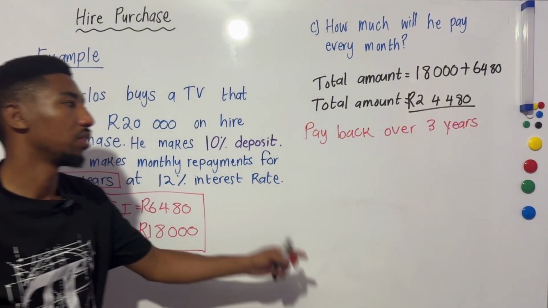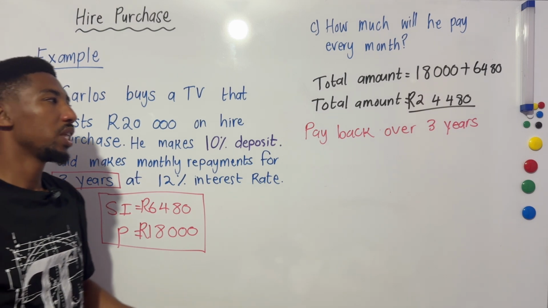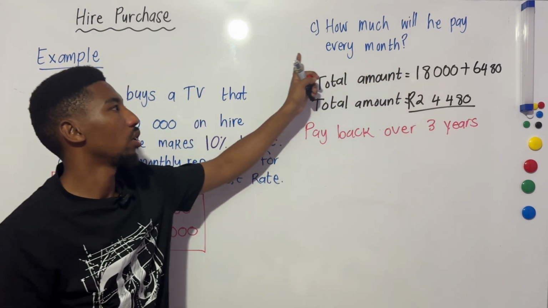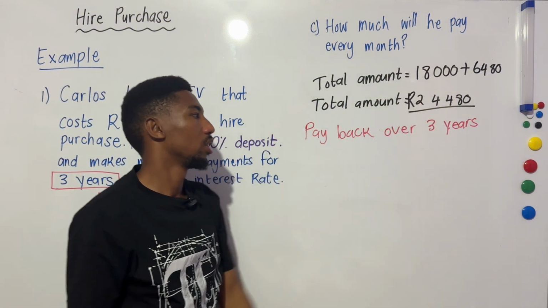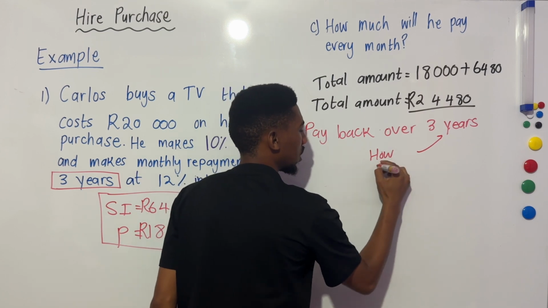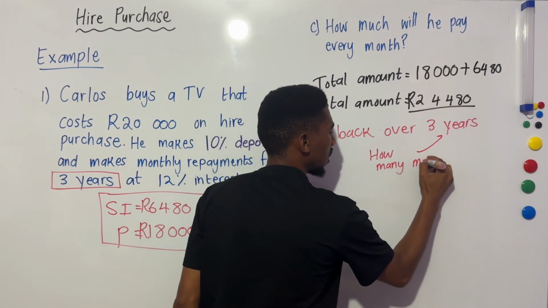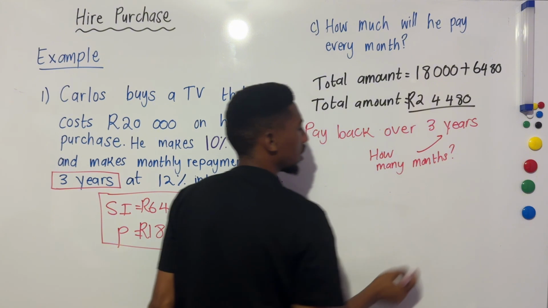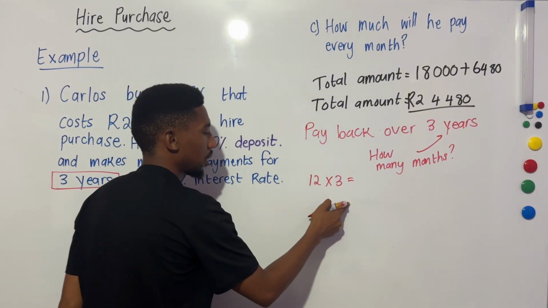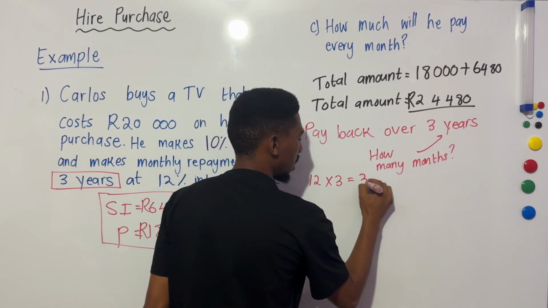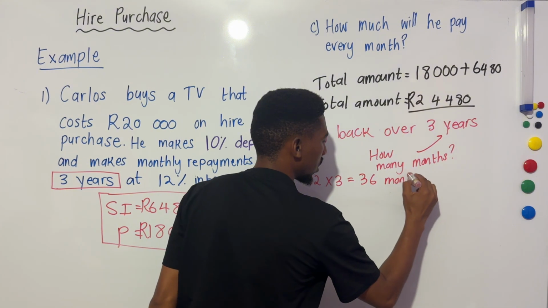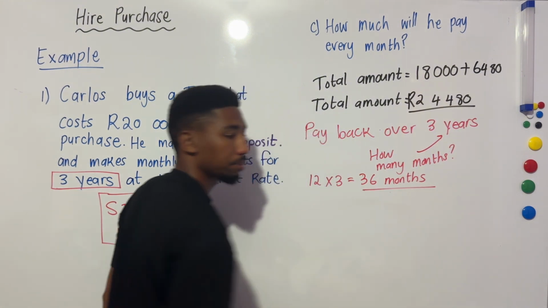He needs to pay it back over 3 years. But if we need to pay that amount back over 3 years, the question wants us to know how much you will pay every month. So we need to find out how many months is in 3 years. We're going to say 12 times 3. That's going to give us the amount of months, which is 36. So there are 36 months in 3 years.